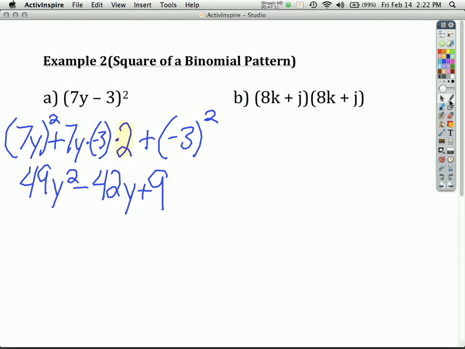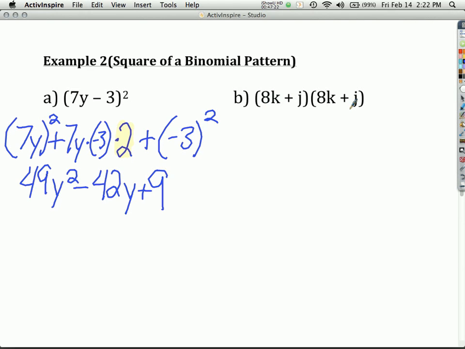Okay, part B doesn't look the same, but if you just pay attention, it's the same thing. It doesn't say squared, but it's the same expression times itself, so that's a binomial squared. Square the first term, 64k squared. Square the second term, j squared. Multiply the 2 terms together and multiply that result times 2. 8kj times 2 is 16kj.